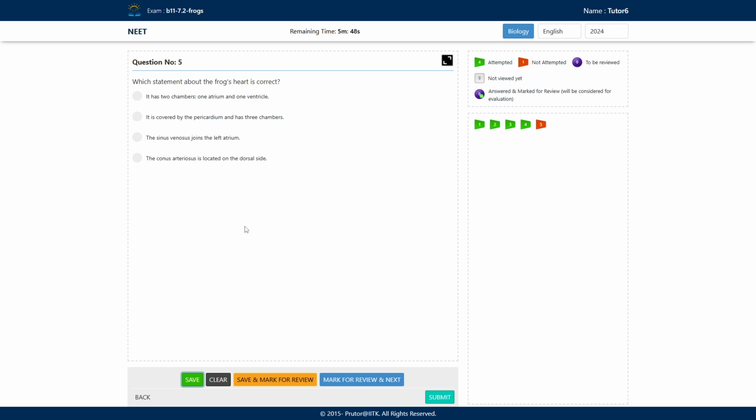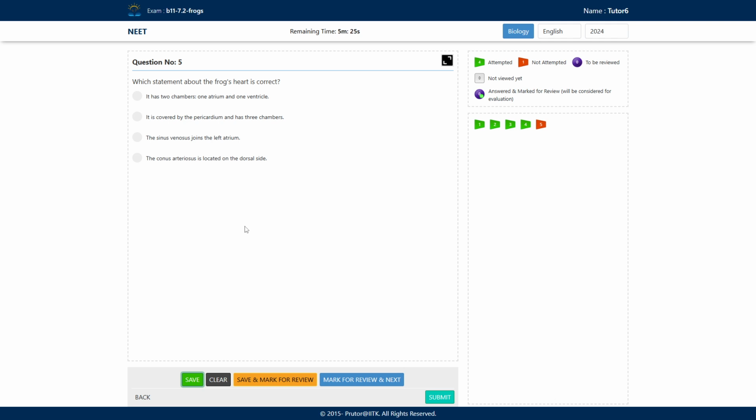Next question. Which statement about the frog's heart is correct? A. It is two chambered, one atrium and one ventricle. B. It is covered with the pericardium and it has three chambers. C. The sinus venosus joins the left atrium. D. The conus arteriosus is located on the dorsal side.